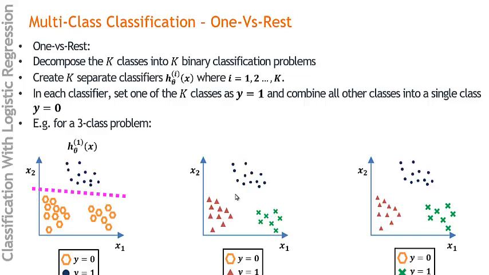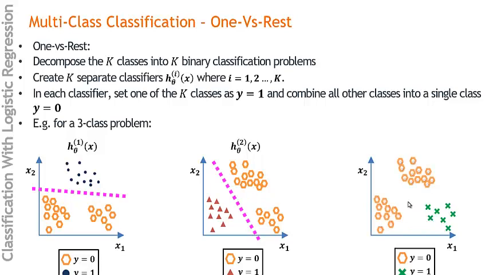For this case, we're going to take the class on the left as our y equals 1, and everything else is 0. So that's going to give me a classifier with a boundary like this. Finally, my third classifier gives me a boundary like this.